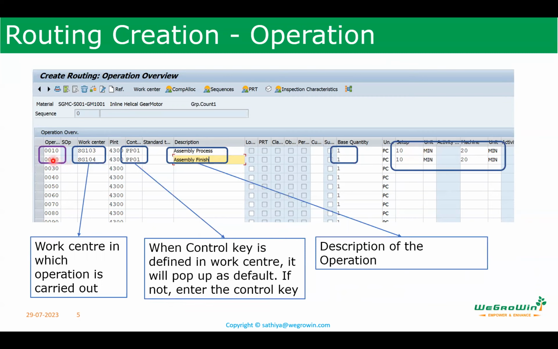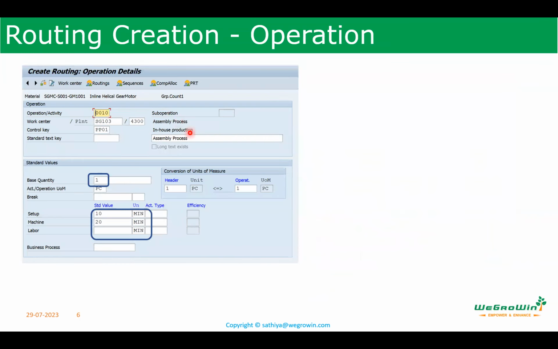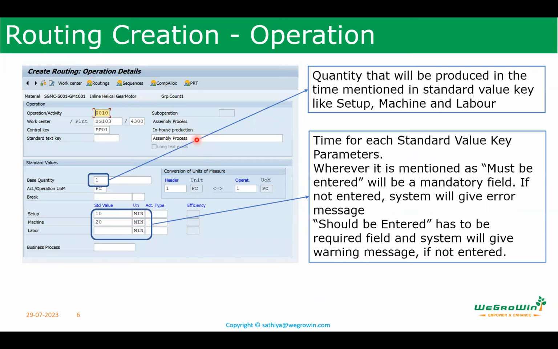Now, if I double click on this operation number 0010, like what we did in BOM with the item number, which took us to the detailed page of the BOM item, similarly here, if we double click on operation 0010, it will take us to the detailed page. Here you see the work center you filled earlier, control key, base quantity, setup time, machine time, all appearing here. And you can also see the assembly process description, and the quantity to be produced in the time mentioned by the standard value key. That is the base quantity, and these are the timings.